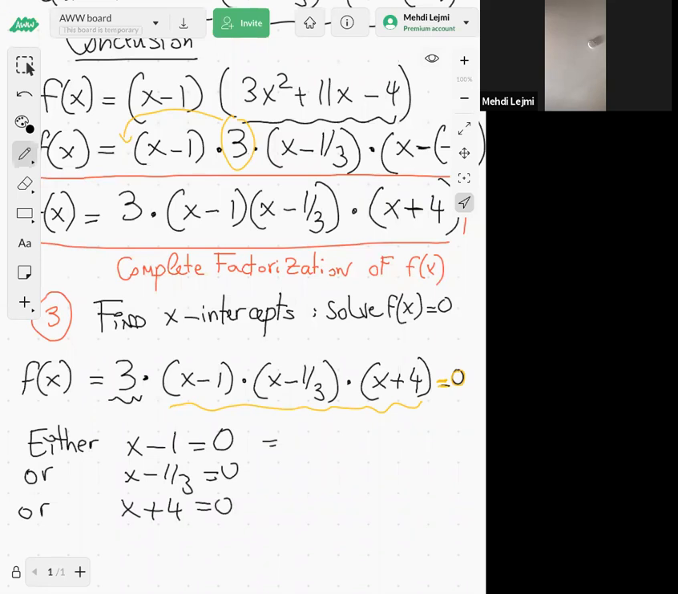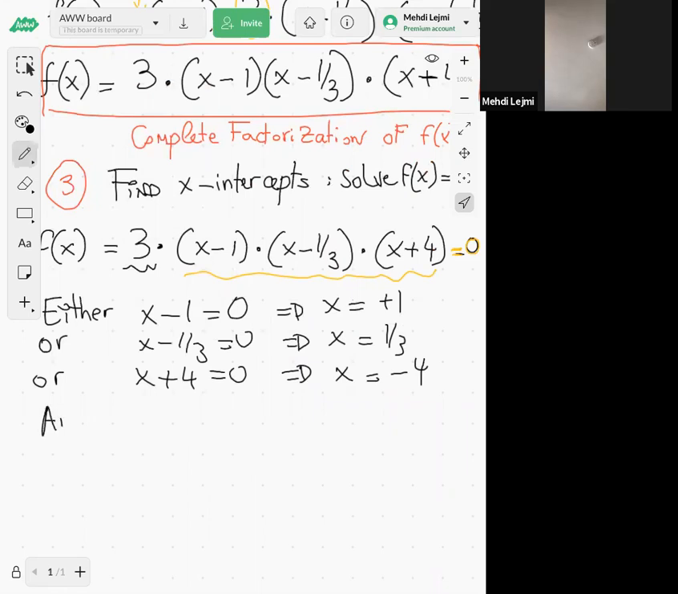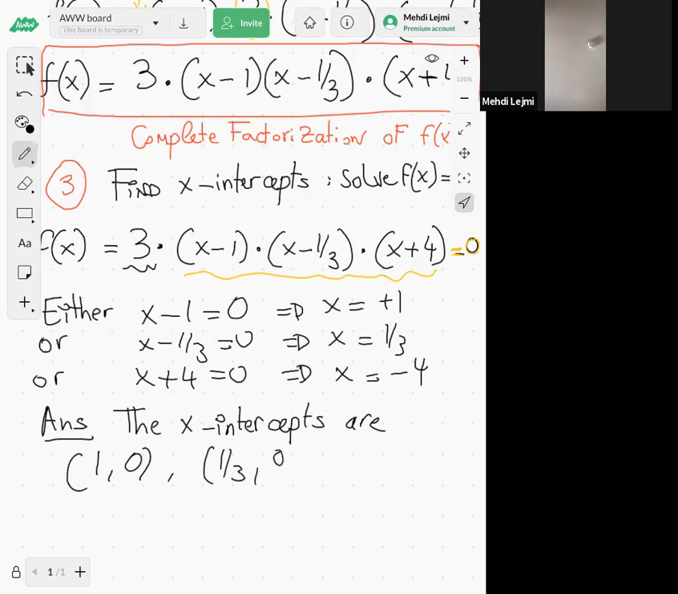So of course, if x minus 1 is 0, then x is positive 1. If x minus 1/3 is 0, then x is 1/3. If x plus 4 is 0, then x is -4. Okay, so those, positive 1, 1/3, and -4, are my x-intercepts. So the answer to number 3: the x-intercepts are positive 1, 1/3, and -4.